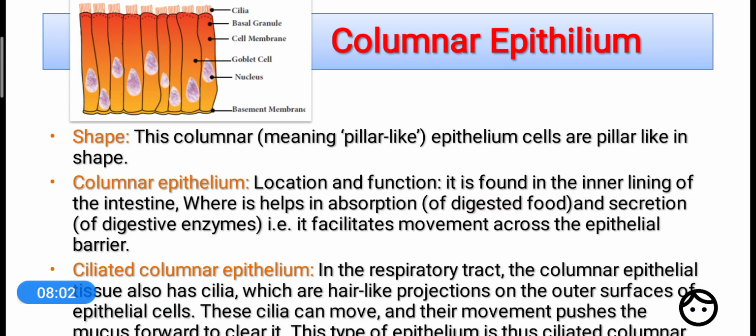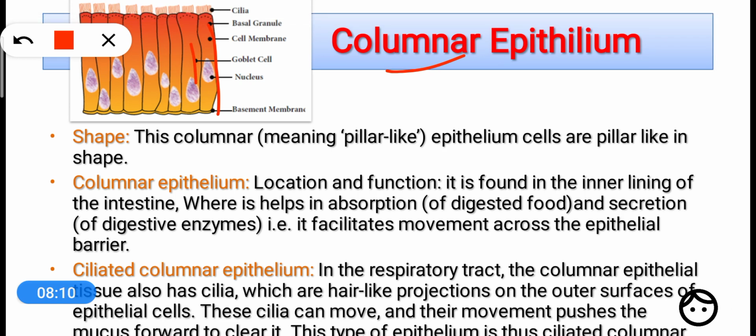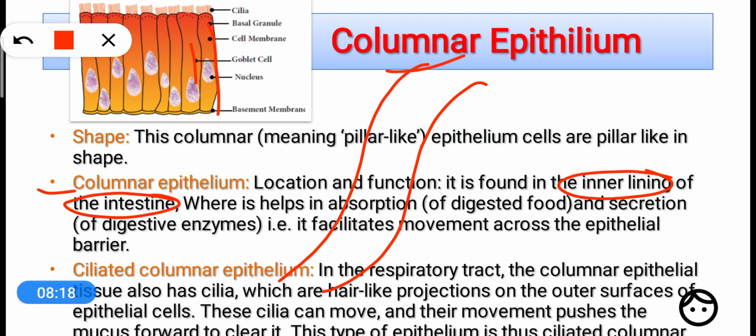Okay, now let's talk about columnar epithelium. The shape of the cells is column like. Here you can see pillar like cells are there, right? So that's why it is called columnar epithelium. Columnar epithelium is found in the inner lining of the intestine, right?